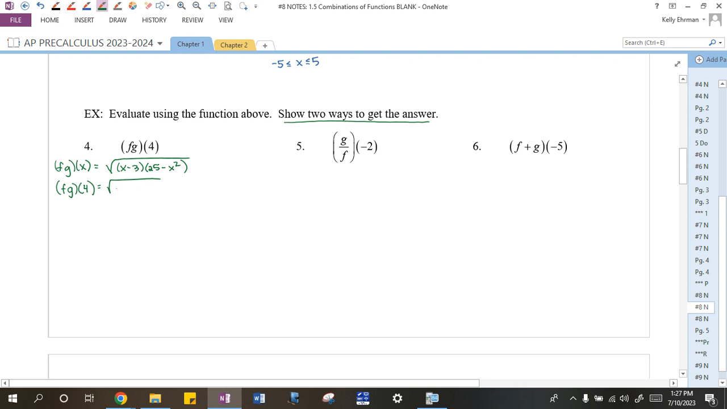And so then after you figure out what that equation is, you can figure out f times g of 4 by plugging 4 in. 4 minus 3 is 1. 25 minus 16 is 9. The square root of 9 is 3. Okay, so this is one way.